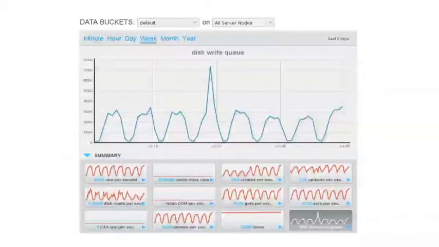If we were to see the peaks constantly getting higher and higher, if we were to see the valleys constantly getting higher and higher, that's an indication that you're running out of disk I/O, because over time we're not able to get all of the data down to disk.